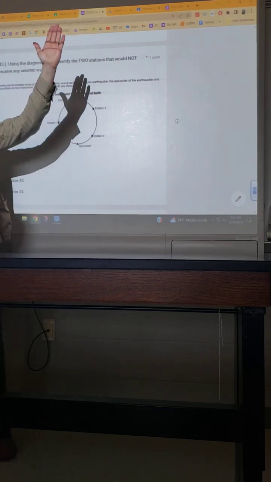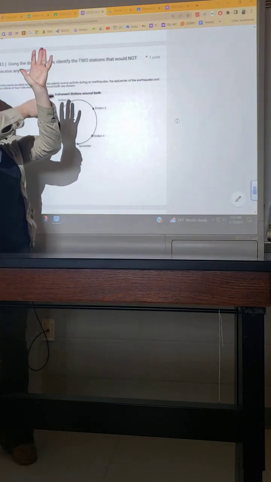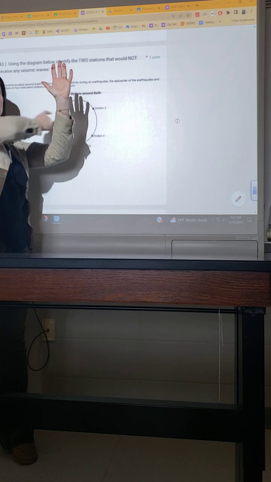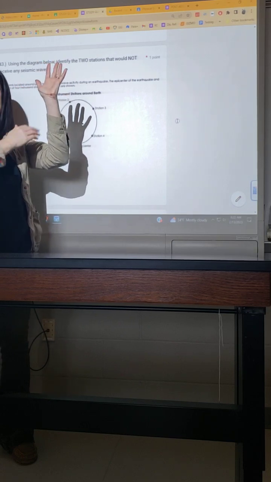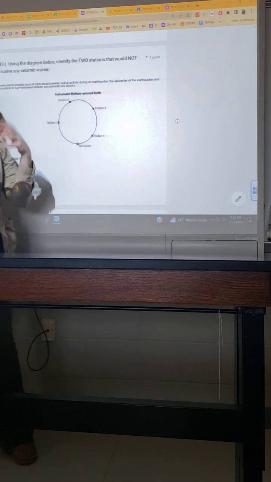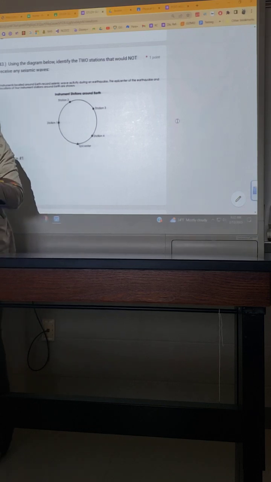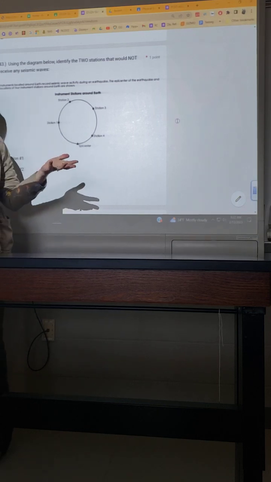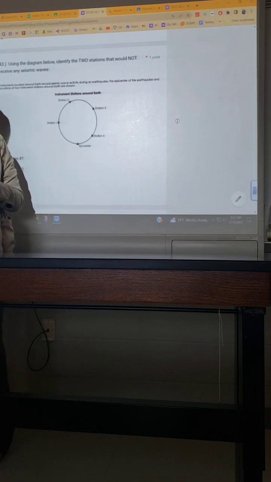The shadow zone. Think of what a shadow is. If this is the light and it's hitting my hand, this area here is not receiving the light. My hand is blocking it. That's what a shadow is, right? It is blocking the light. And so the shadow zone is exactly that. It basically exists because the layers have been changing or refracting those seismic waves, and they're not able to get through, right?